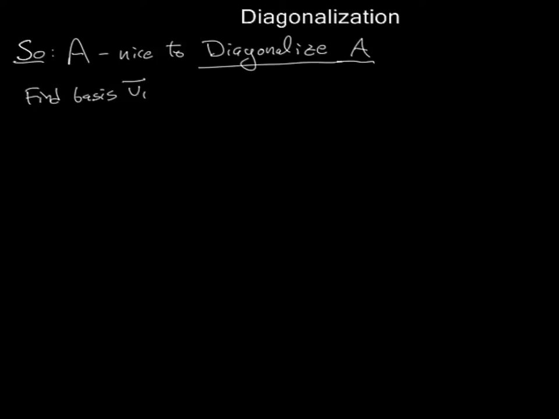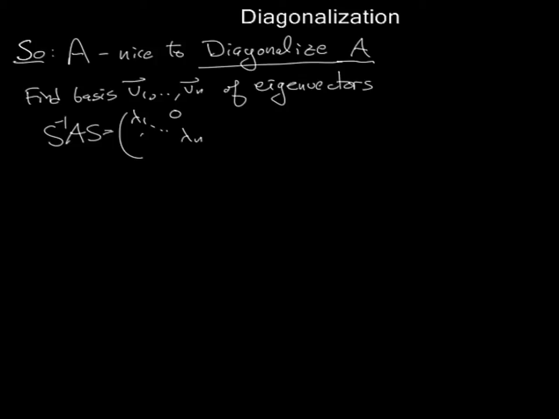Okay, so the point here is that it's nice to diagonalize a matrix. I've mentioned this before, diagonal matrices are the easiest matrices to understand, and by diagonalize I mean find a basis, v1 through vn, consisting of eigenvectors. So that is to say, if you make this S as before, you do this operation and you turn A into a diagonal matrix. And you say A is diagonalizable if this is possible.